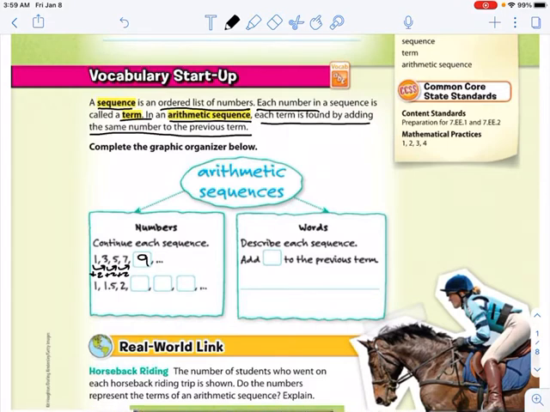Okay, so this would be finding the next term. And then for that sequence, to describe it, what we're doing is we're adding 2 to the previous term.